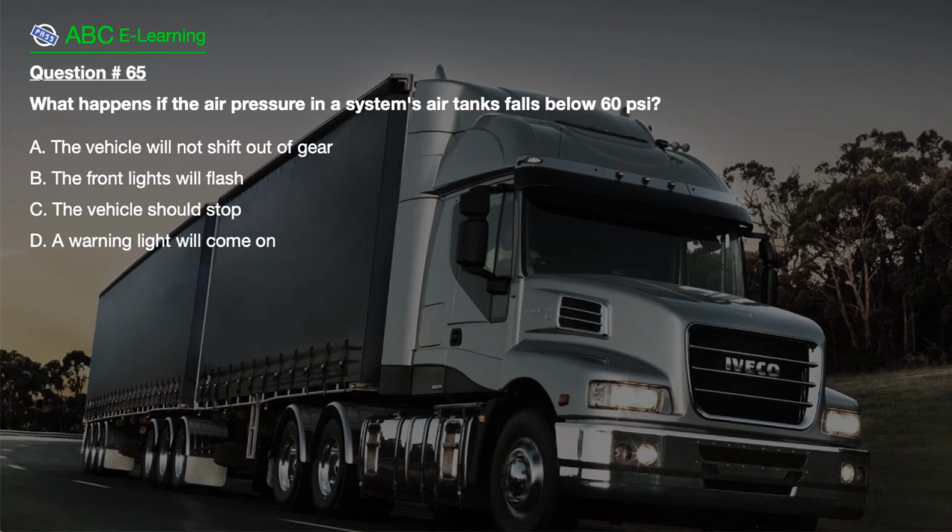Question number 65. What happens if the air pressure in a system's air tanks falls below 60 psi? A. The vehicle will not shift out of gear. B. The front lights will flash. C. The vehicle should stop. D. A warning light will come on.